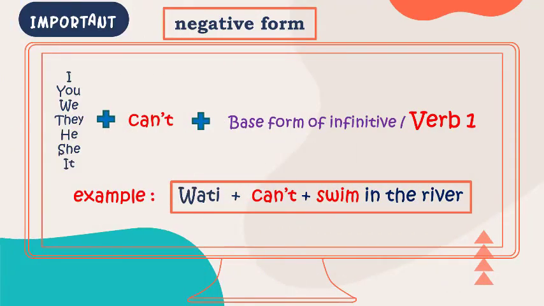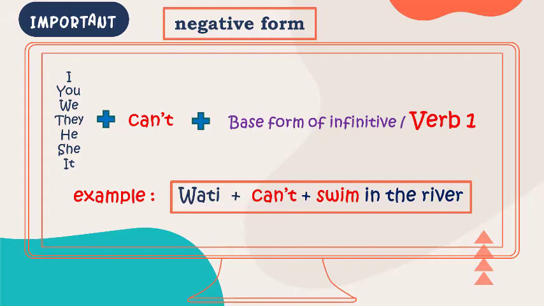Now let's have a look at the negative one. Slightly different, we just change can into can't. Listen one more time. Change the word can into can't. Let's have a look at the example. Wati can't swim in the river. So this is the form.